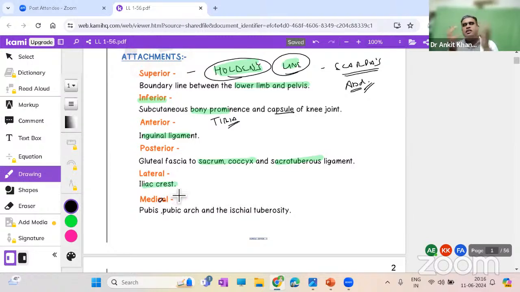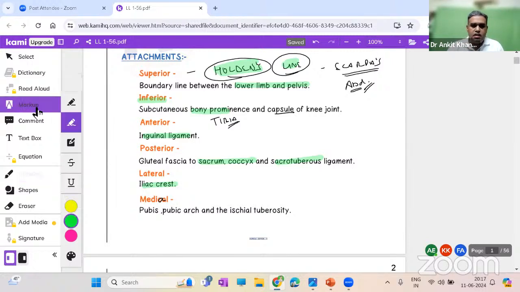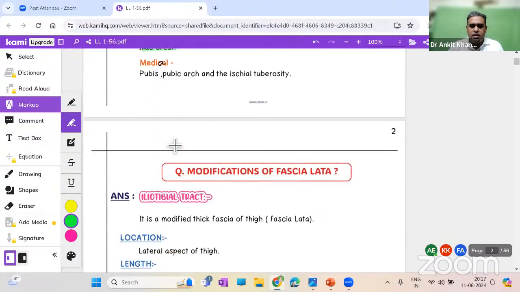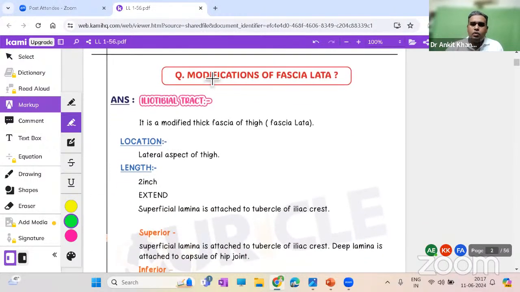So it acts like a sleeve, understand, and this whole lower limb is attached to it. That's very important to understand to begin with the lower limb. Next comes a question: what are the main modifications of fascia lata? A very, very important modification is here.